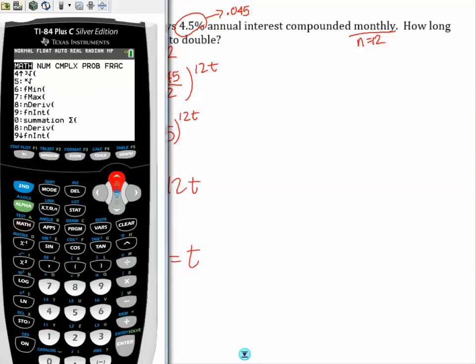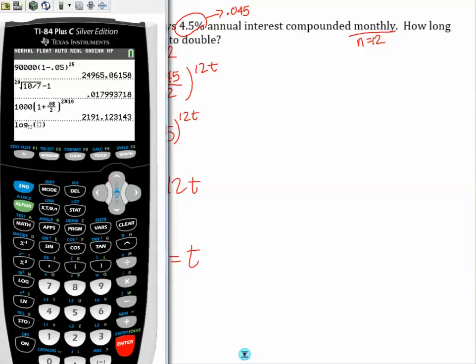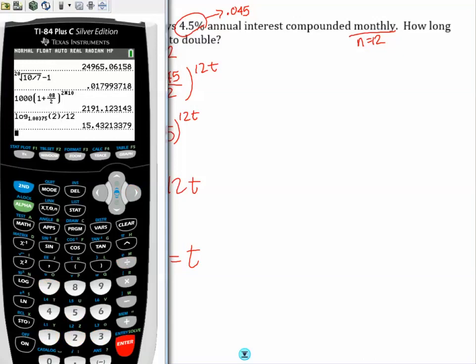I go to math, log base 1.00375 of 2. Then I want to divide by 12. So I get that T would be about 15.43 years.